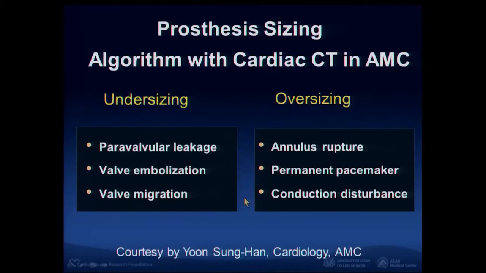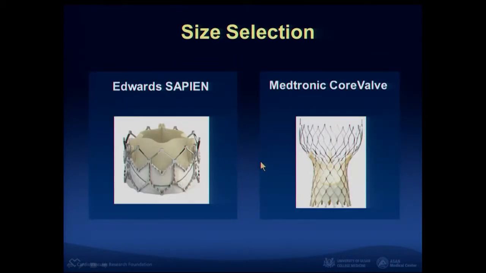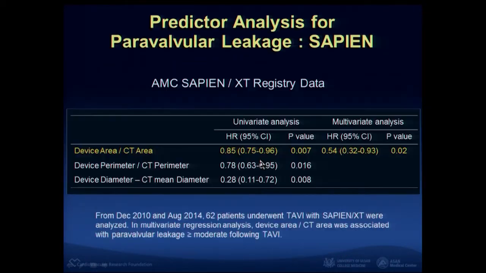like this. As you know, accurate sizing of the prosthesis is a very, very important step in pre-TAVI evaluation because both undersizing and oversizing may induce severe complications as follows. Let me introduce the prosthesis sizing algorithm with cardiac CT in our institution. We are using both the SAPIEN and CoreValve systems.